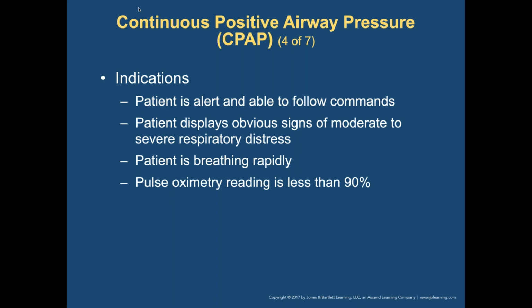The patient is breathing rapidly, somebody breathing over 26 times a minute. You put that on their face, they breathe that first time, that pops the valve, they get surprised, like, holy crap, now I've got a lung full of oxygen. It will slow them down. The pulse ox reading is less than 90, because sometimes the reason they're not getting their oxygen is because their airway is constricted, like bronchospasms or COPD, asthma, those kinds of things.